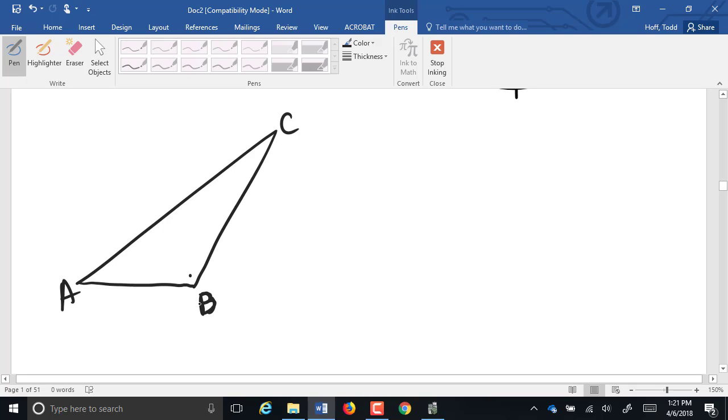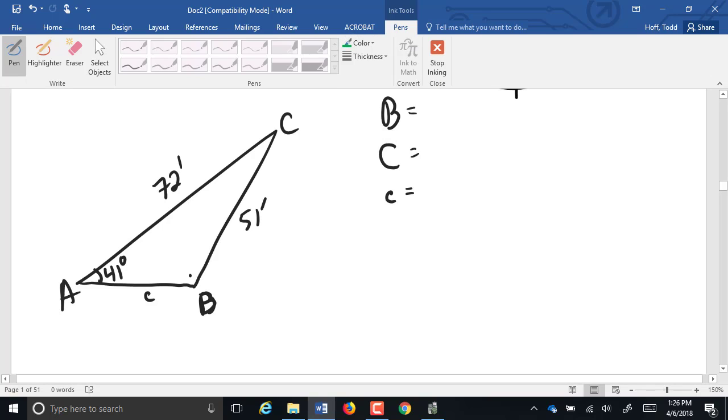So if I give you this angle here is 41 degrees, this side here being 51 feet, this side over here being 72 feet. Find angles B and C and side little c. I'll give you some time to work on it.